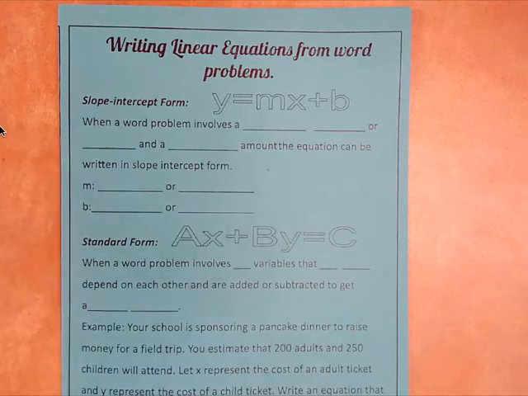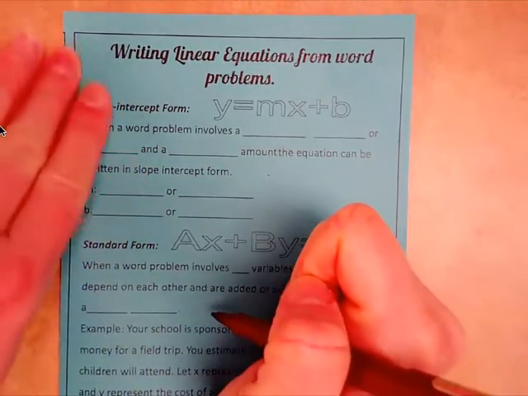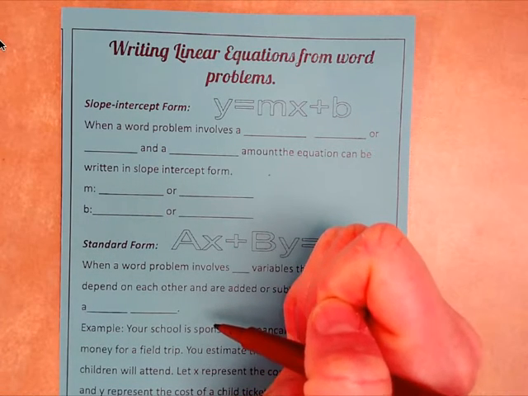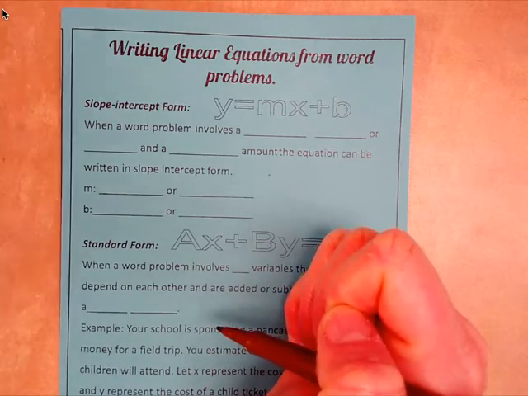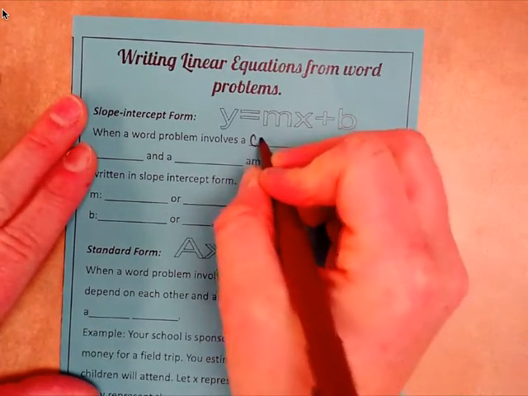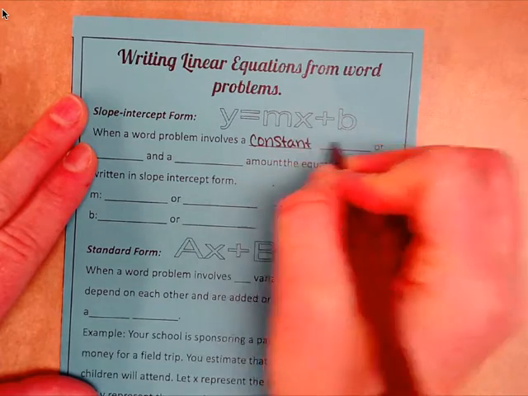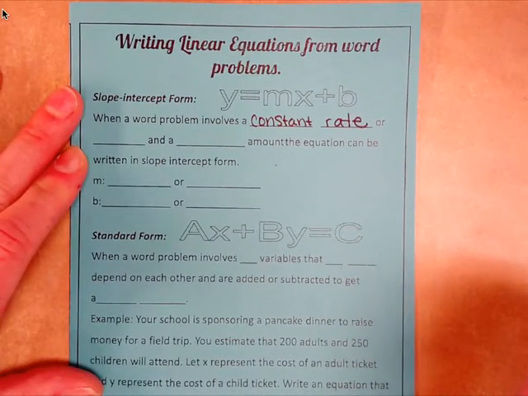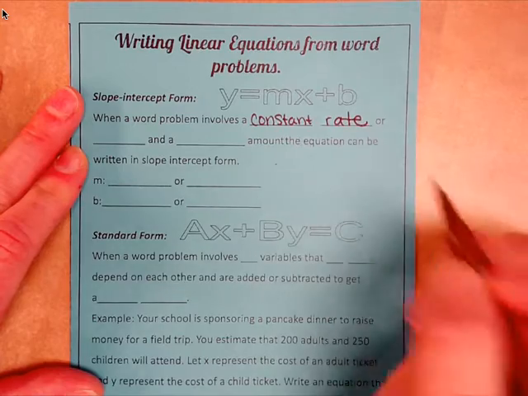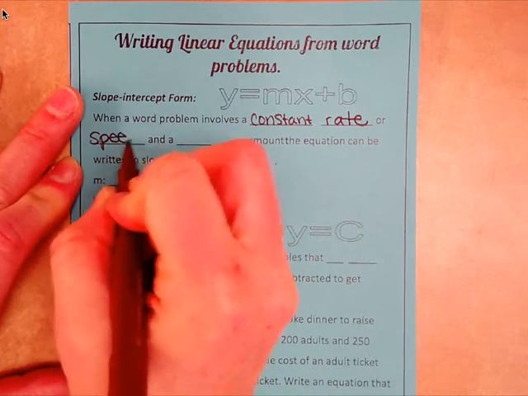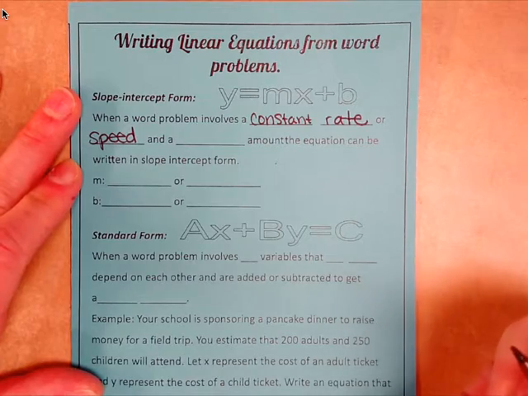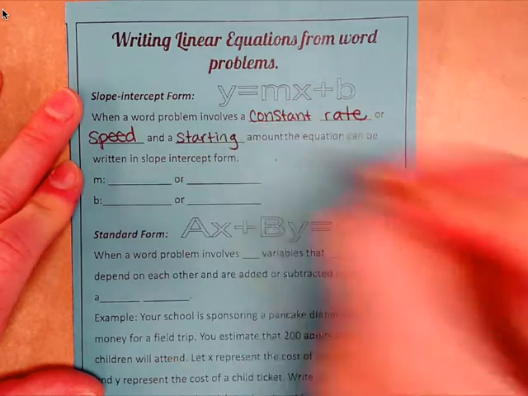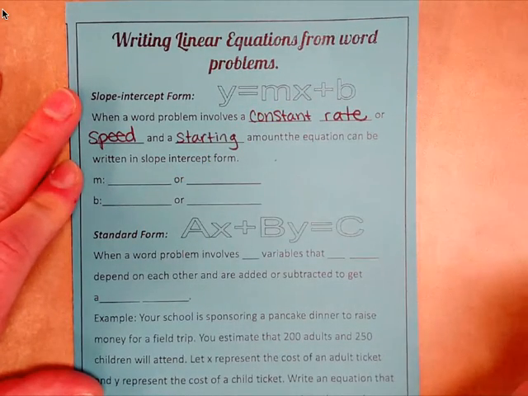So slope-intercept form is y equals mx plus b. We've been seeing that since September or October. So we've been working with the slope-intercept form for a while now. So when a word problem involves a constant rate or speed, and a starting amount, the equation can be written in slope-intercept form.